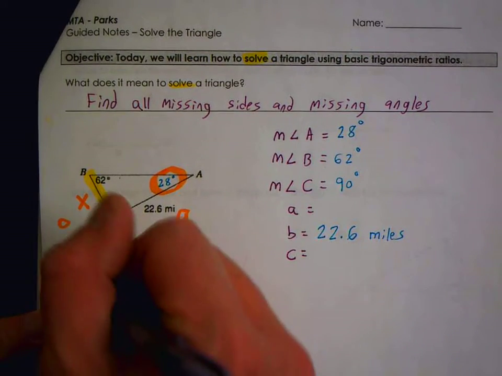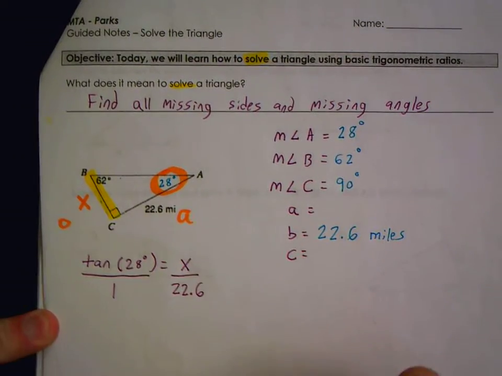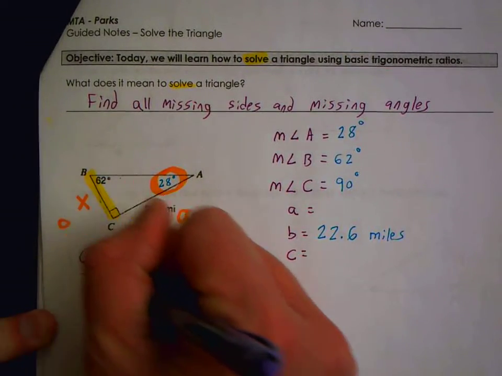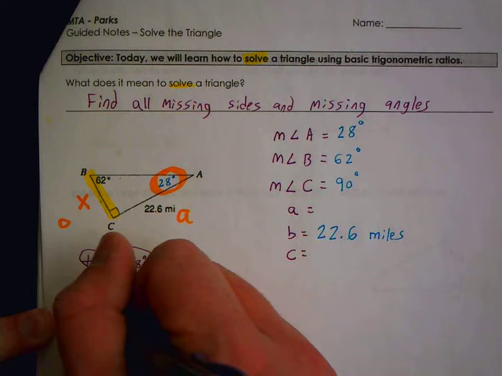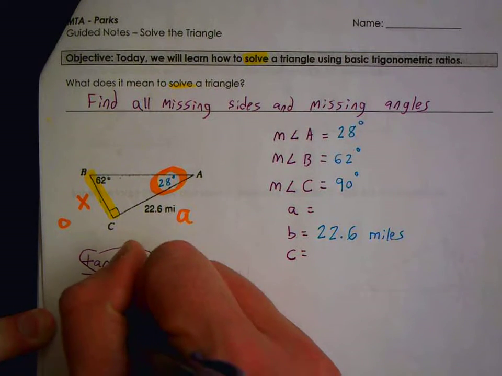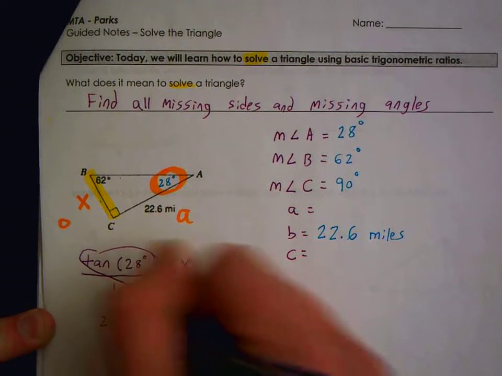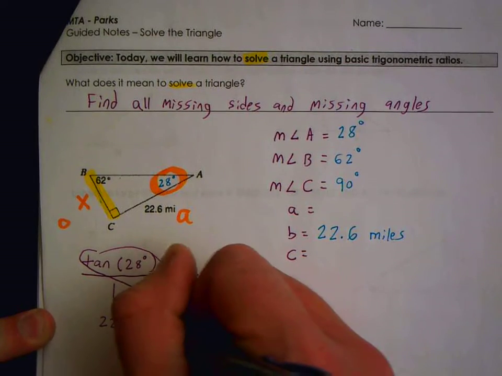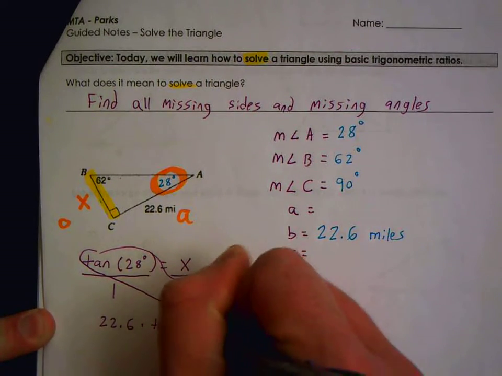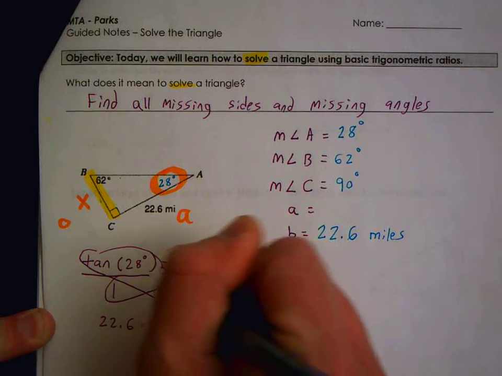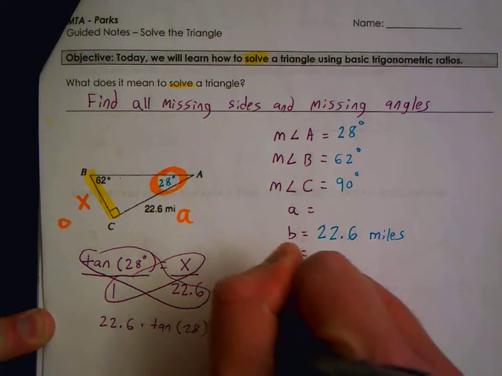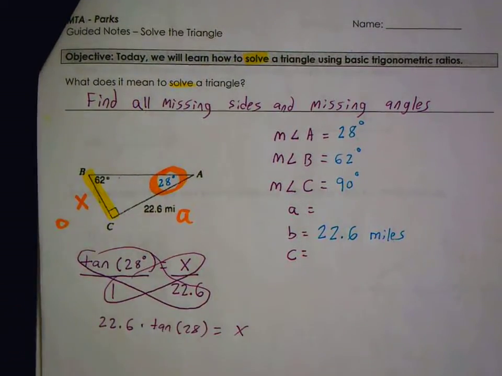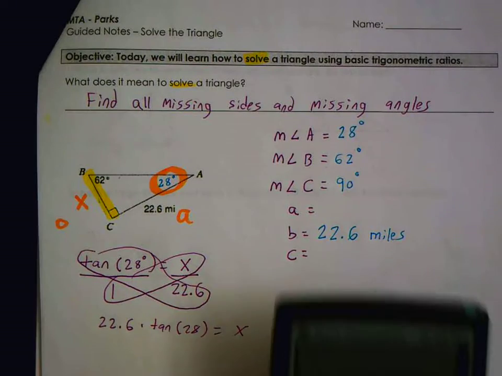Well, we did multiple ways. We could put this over 1, cross multiply. We get 22.6 times the tan of 28 equals x, or I probably should have used little a instead of x. 22.6 times the tangent of 28 degrees. I have no idea. Good thing we have these.